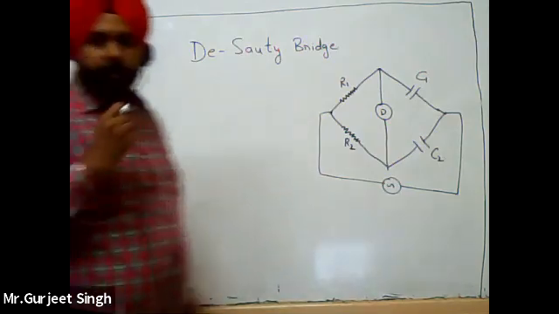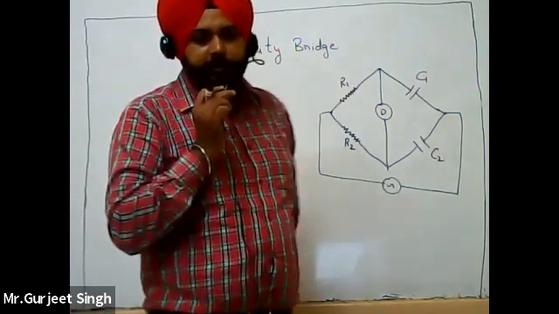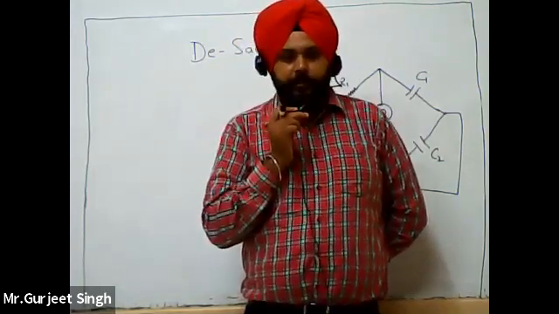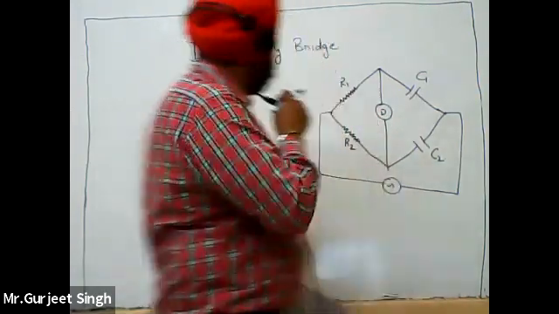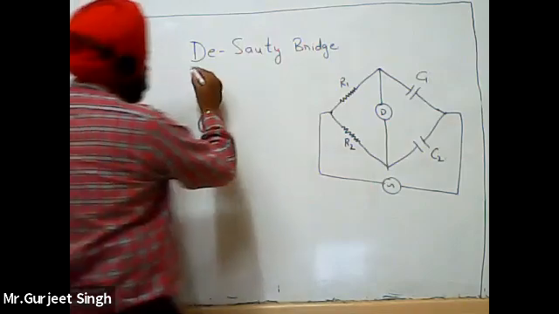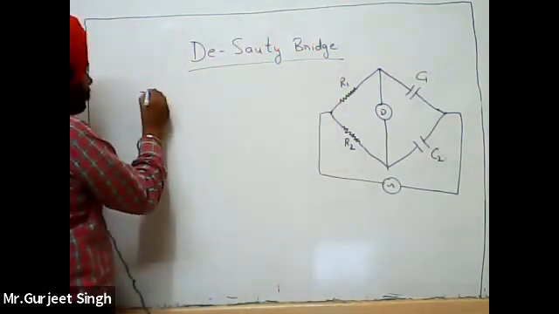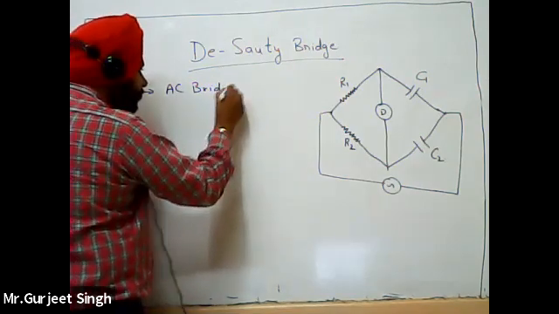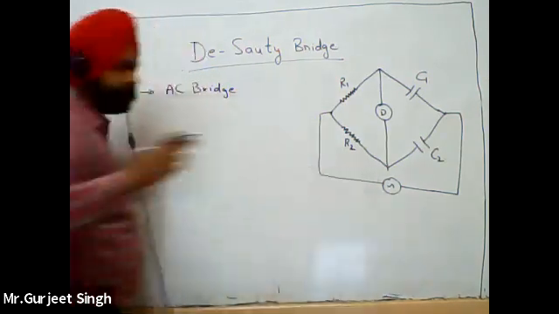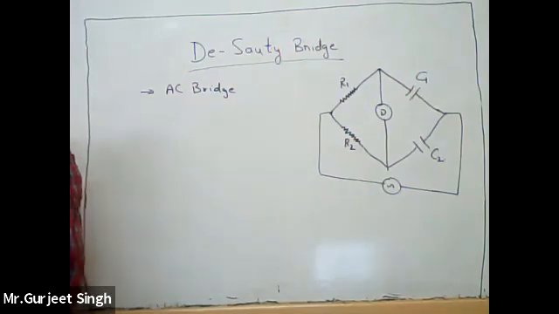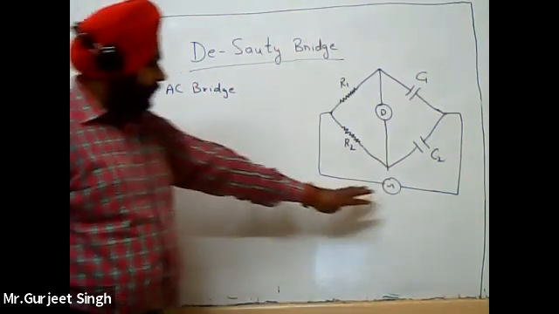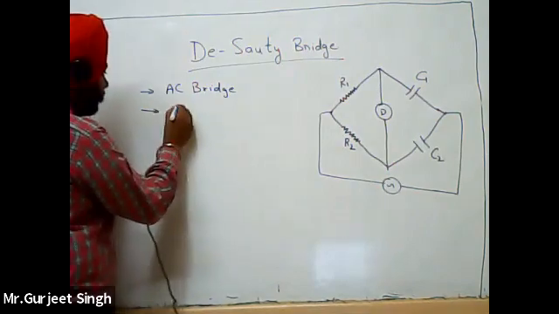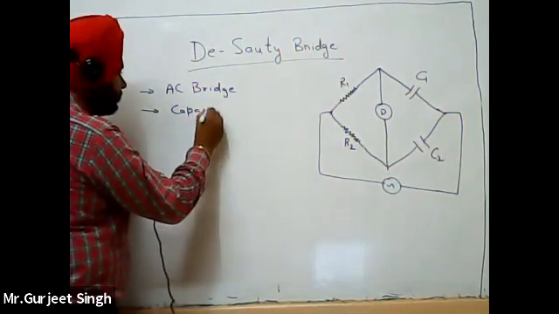So, students, today we will discuss the AC bridge. The name of the bridge is the Desauty bridge. This bridge is called the AC bridge, which means that this bridge works on the AC supply. And this bridge is used to find out the capacitance value.